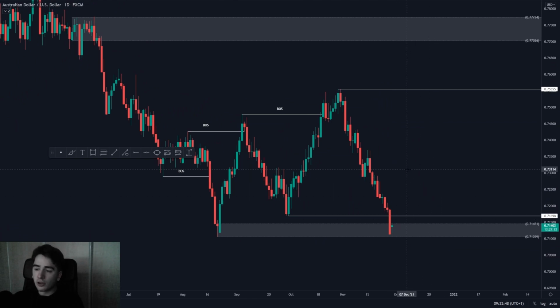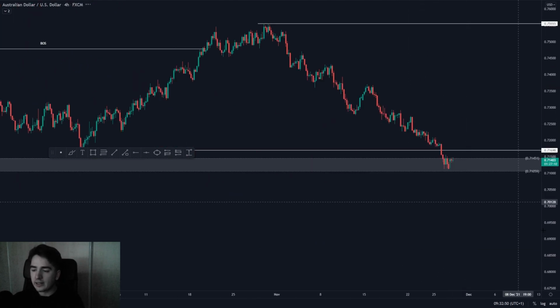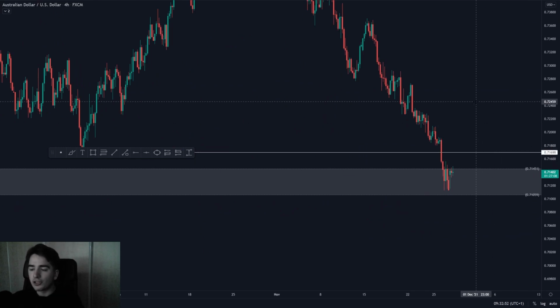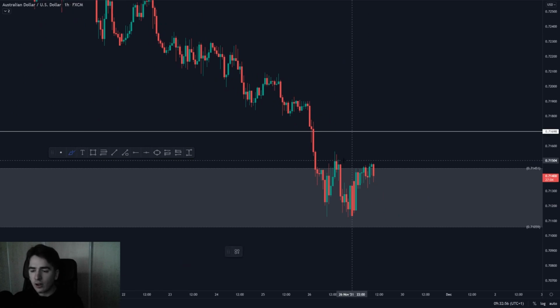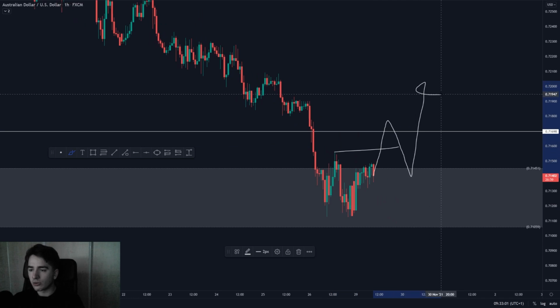So what do we need to go long? Well, we need a change in character. We need a change in structure. So looking at the 1 hour at the moment, what do we need? Well, we need a break of this high over here. Once that high gets broken, we can start looking for those longs further up.